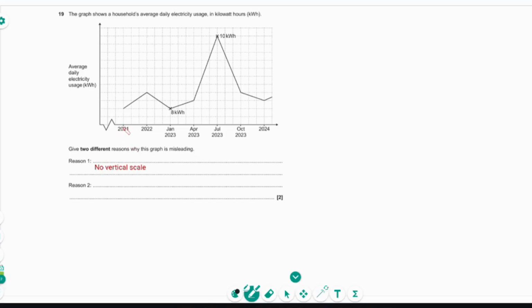Let's just look at this horizontal axis. 2021, 2022. Then we've got 2023 spread over 4, like 3 sets of boxes. So can you see the scale is uneven on the x-axis? On the horizontal axis, I'm going to write.